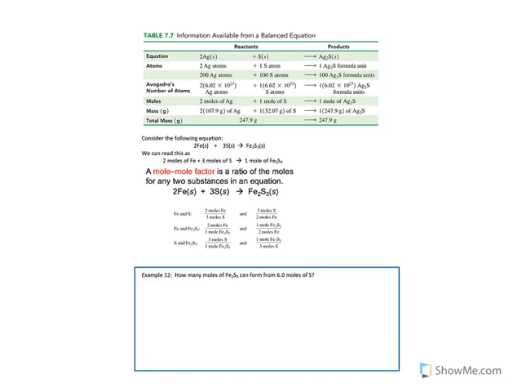Consider the following equation. 2 atoms of solid iron plus 3 atoms of solid sulfur forms 1 molecule of Fe2S3. We could also read this as 2 moles of iron plus 3 moles of sulfur gives us 1 mole of Fe2S3. A mole-mole factor, which is going to be very important in chemistry. A mole-mole factor is a ratio of the moles for any two substances in an equation. So for this equation, we can say that for every 2 moles of iron, we need 3 moles of sulfur. And for every 3 moles of sulfur, we need 2 moles of iron.